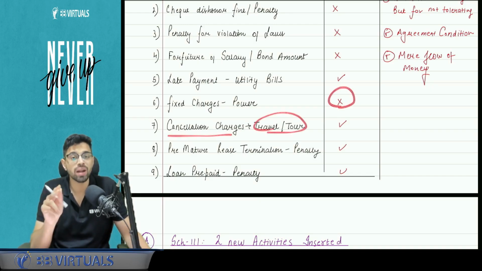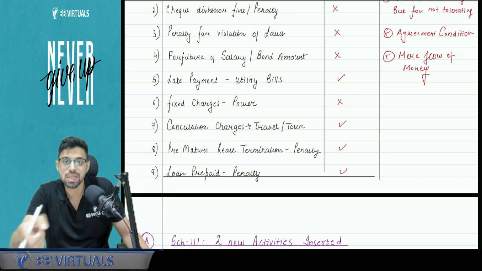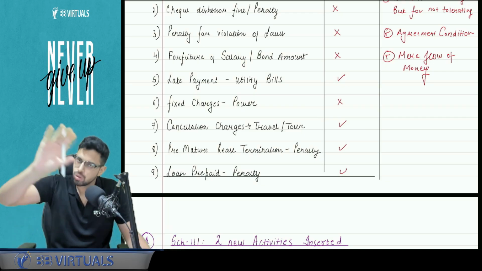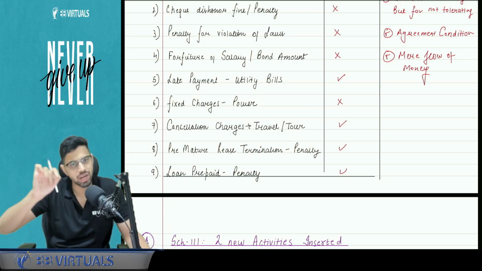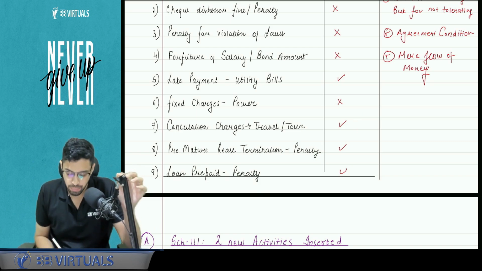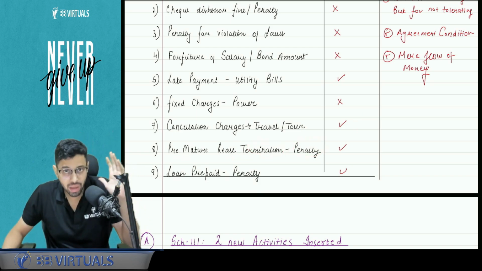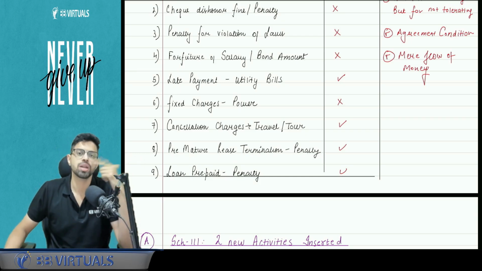Cancellation charges in tour and travel, they are ancillary in nature. They are a part of the bundle where the principal element is the tour and travel. So given the nature of industry, it becomes taxable as a part of the bundle. So yes, GST is applicable there. Premature lease termination or premature FD that you break, you pay some penalty. Premature lease termination, you pay the penalty.